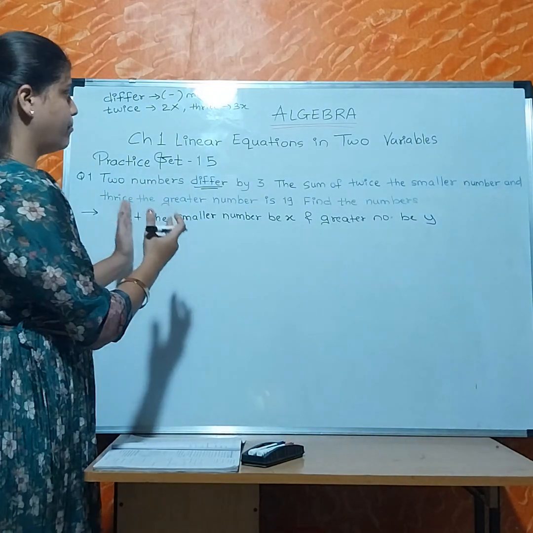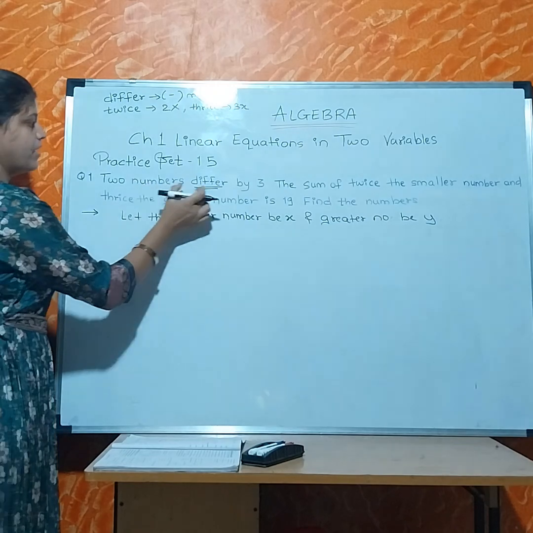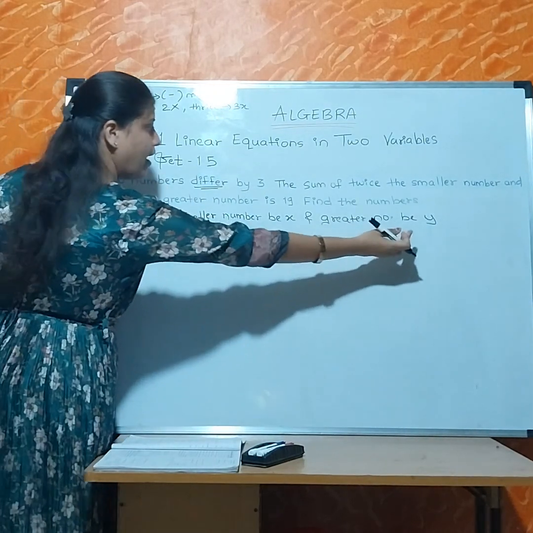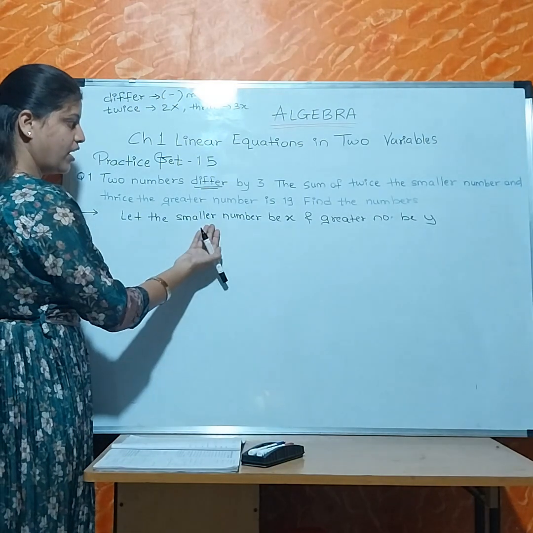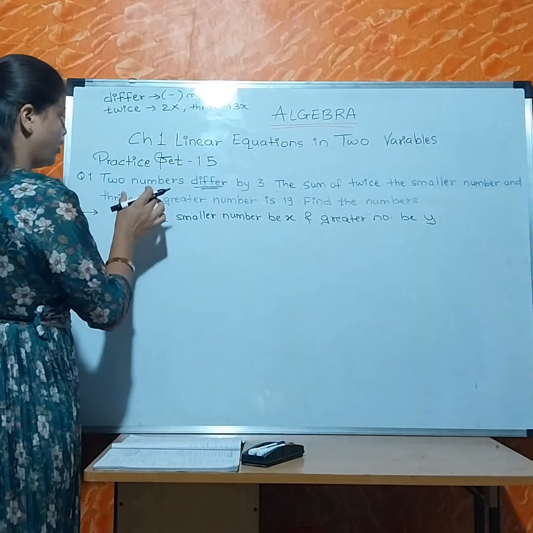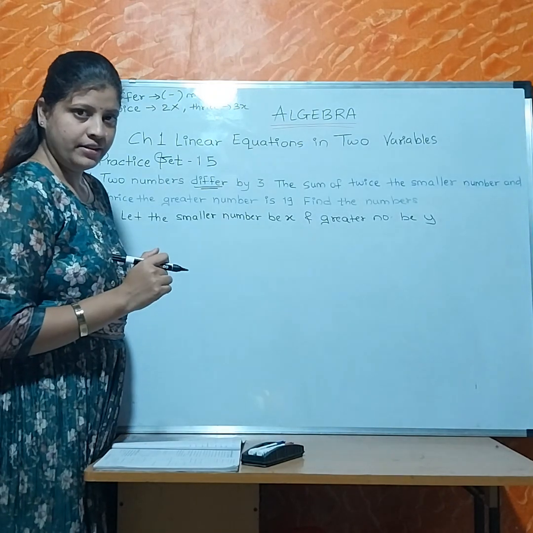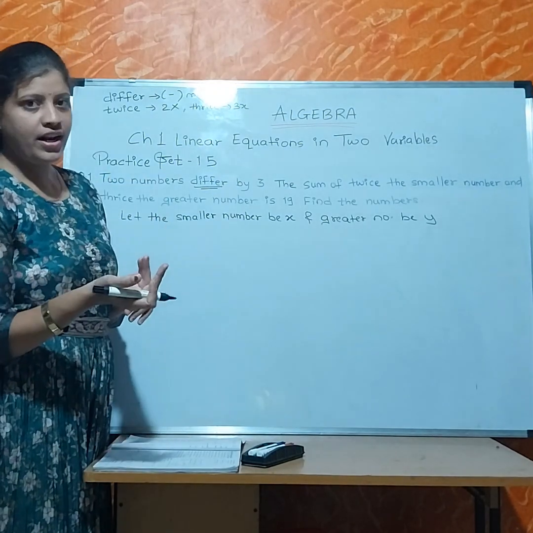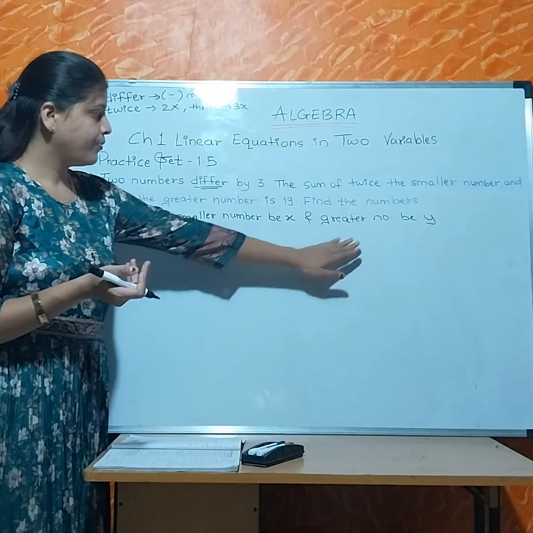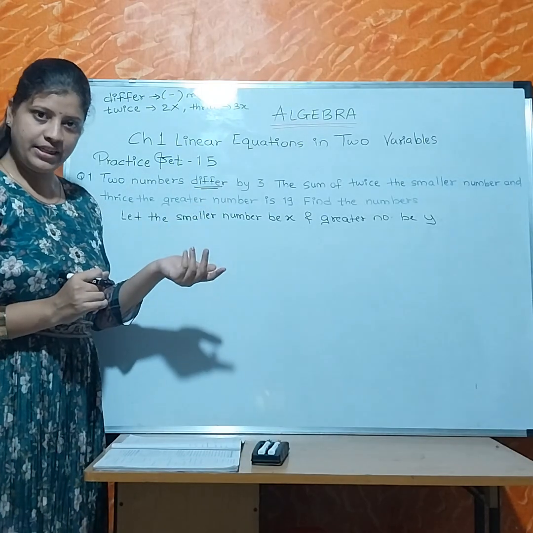Now we will solve one sentence at a time. What is the first phrase? Two numbers differ by 3. So what are the two numbers? x and y, right? x is the smaller number, y is the greater number. If two numbers differ by 3, of course we know that we always subtract the smaller number from the greater number, right? So here what will be the equation? Greater number minus smaller number. So it is the first condition.